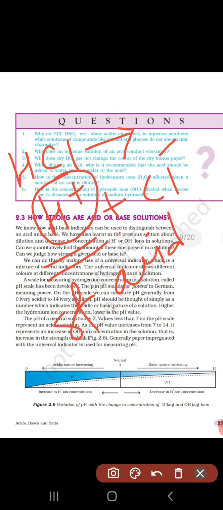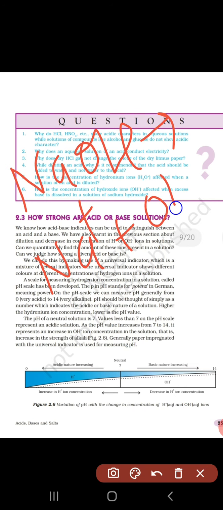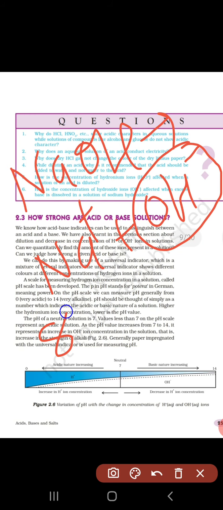Same in the case of a base. We take the example of NaOH. When it dissociates, we will get Na plus and OH minus. While dissociating, we get the maximum amount of OH ions, which means it is a strong base. If we get the most H plus, it is a strong acid, and the most OH negative means it is a strong base.